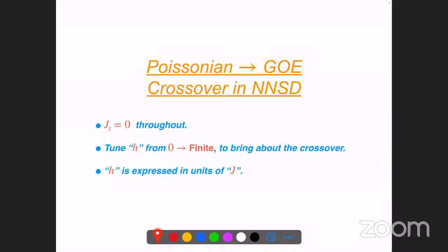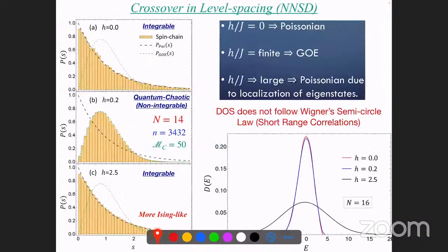And then one changes the width of the distribution H from which it is drawn, and then so on, one continues. So if you look at the results, I've shown some results here. This is the case where H is 0, and this is, of course, the Heisenberg model, which is integrable. You can see this is the result from the spin chain, this frequency distribution. And this black one is the Poissonian, which matches very well. And the third one is the GOE.